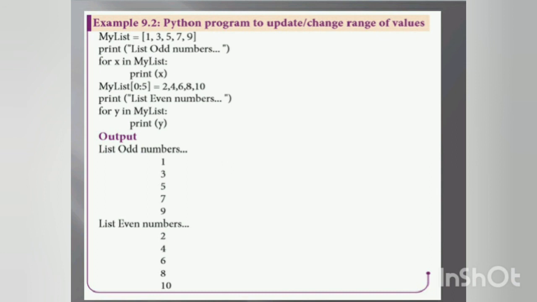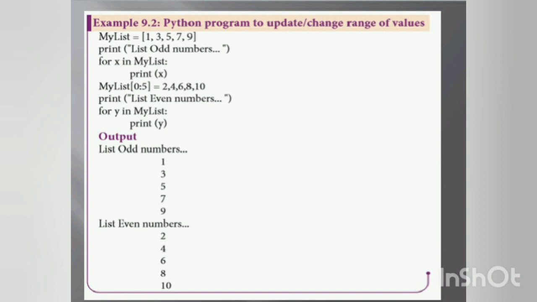Instead of 1, it will change to 2. Instead of 3, it will change to 4. Instead of 5, 6, 7, 8, instead of 9, 10. Now after changing the range of values in this list, it's going to print by using this print statement, list even numbers. Then again, it's going to access one element from the changed list elements and print it by using the print statement.